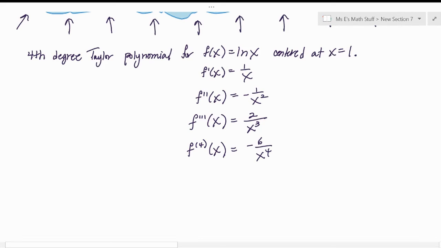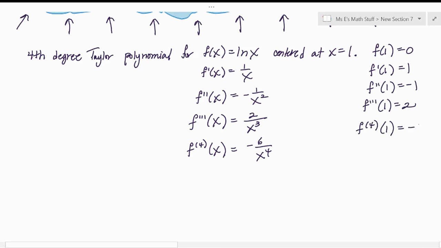Now let's evaluate each one at x equals 1. So starting with f of 1 would be 0. F prime of 1 would be 1. F double prime of 1 would be negative 1. F triple prime of 1 would be 2. And the 4th derivative evaluated at 1 looks like it would be negative 6.